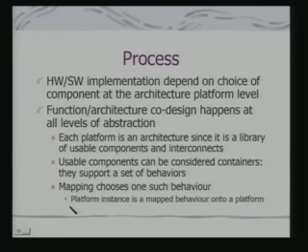And a platform instance is a mapped behavior onto a platform. So, if we are coming from the top, we are coming from application. Going up from the bottom, we are going from platform. And we need to do the mapping so that the functionality defines into behavior of a platform, and that behavior of a platform makes it a platform instance.